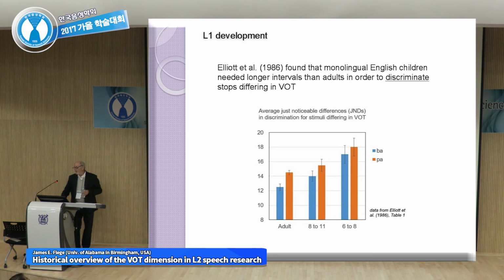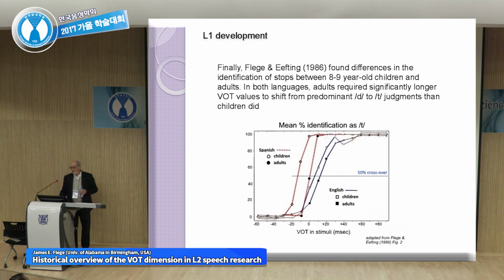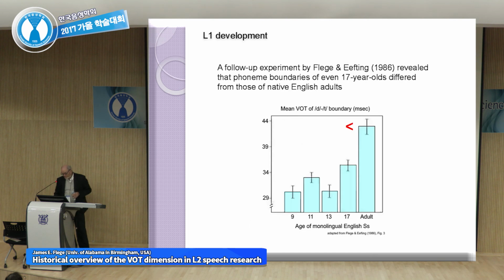Elliott found that monolingual English children needed longer intervals than adults in order to discriminate stops differing in VOT. Finally, in the 1986 study, we found differences in the identification of stops between 8 to 9-year-old children and adults. In both languages, Spanish and English, adults required significantly longer VOT values to shift from predominantly "de" to "te" judgments.